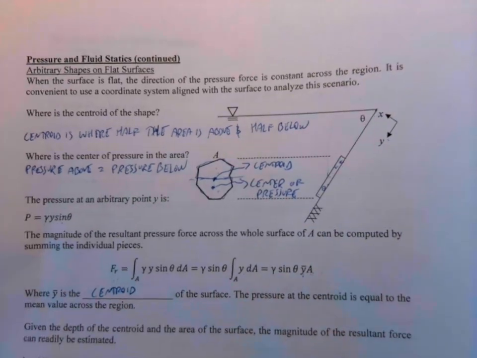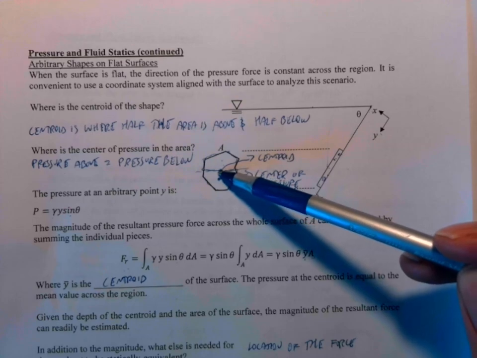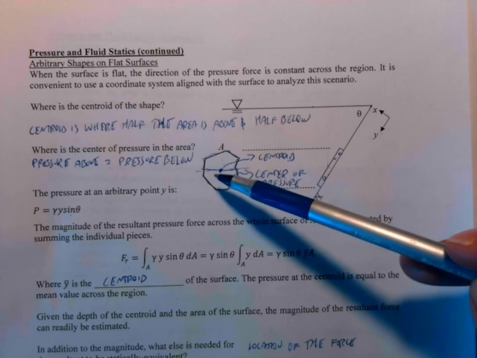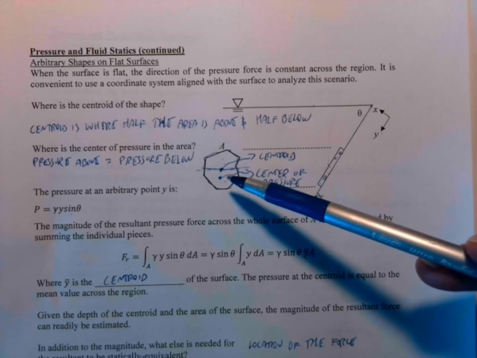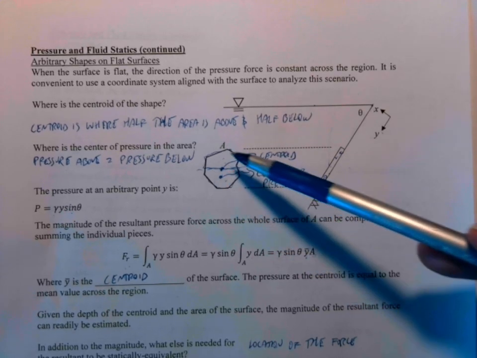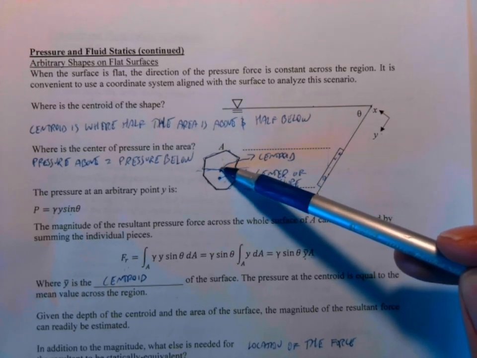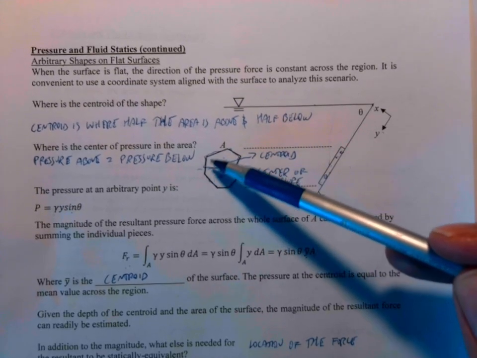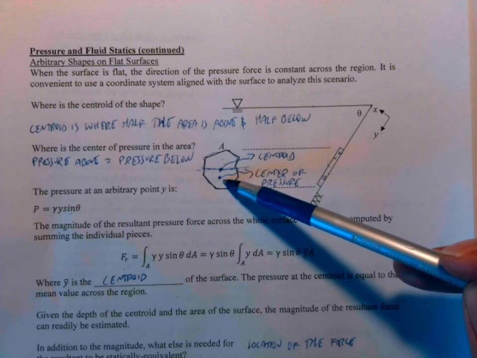and key ideas being that if we can figure out where the centroid is, the depth below the surface of that is the average pressure. The pressure at the center is the average pressure across the region. So we can multiply the area by the depth of the centroid and the specific weight to get the average pressure force on that shape. And then the center of pressure is below that.